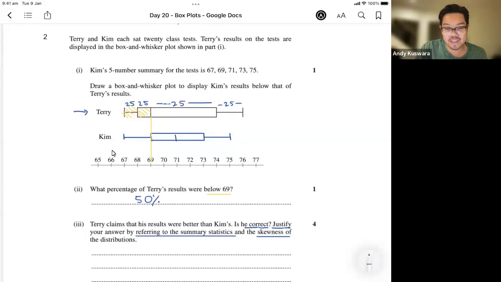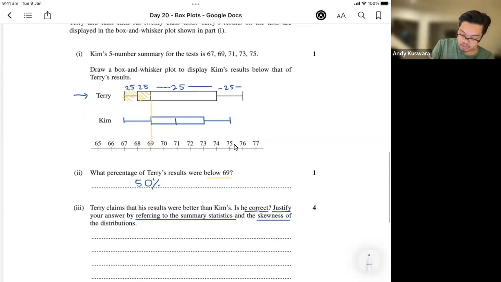Of course, you can't say yes, he's correct, or no, he's not correct, and expect some marks. You have to be able to back that up. We're saying here that Terry's results were better than Kim's. Now, we can see here that Terry does get the higher result. And if you just don't understand the graph, it does look like Terry's done better. However, based on your part 2, we know that 50% of Terry's marks were below 69, whereas 75% of Kim's marks were above 69.